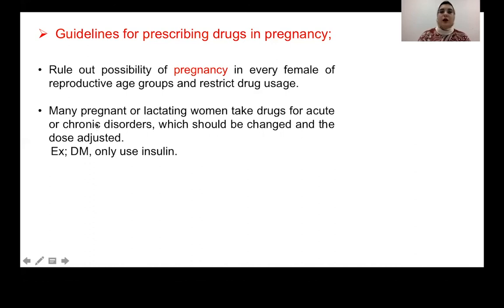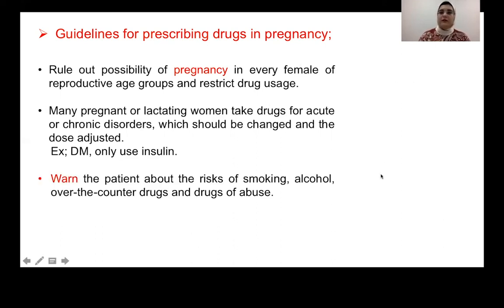And also, we should change the type of drugs in some cases. For example, if a female has a disease like diabetes and then she's pregnant, she can no longer take any oral antidiabetic drugs. Only insulin is allowed during pregnancy. All oral antidiabetic drugs are teratogenic.